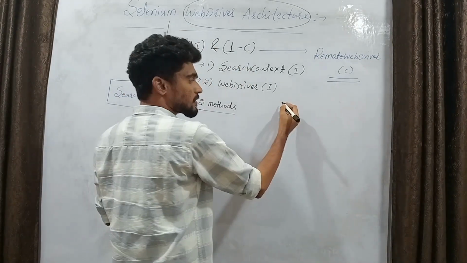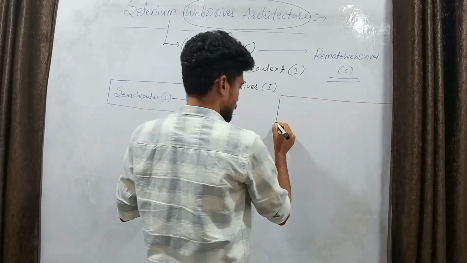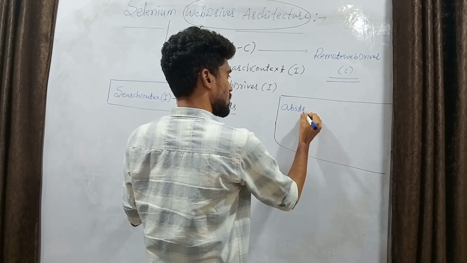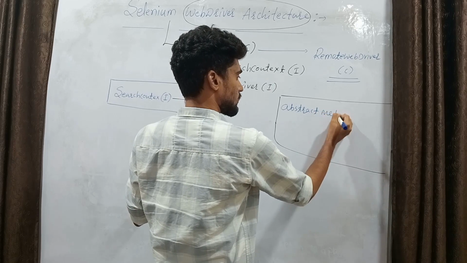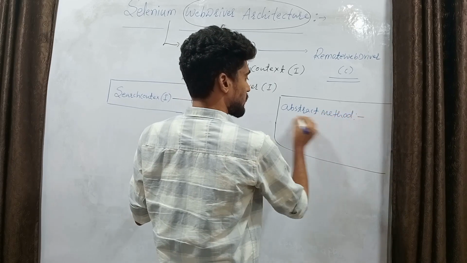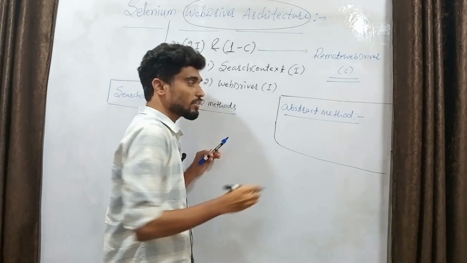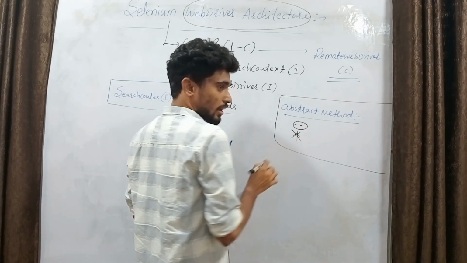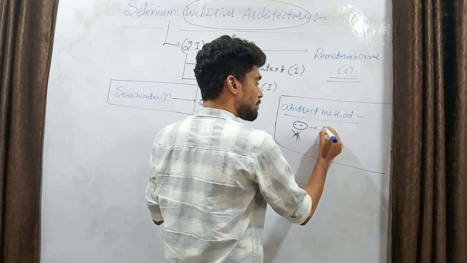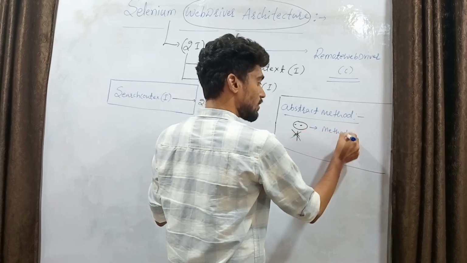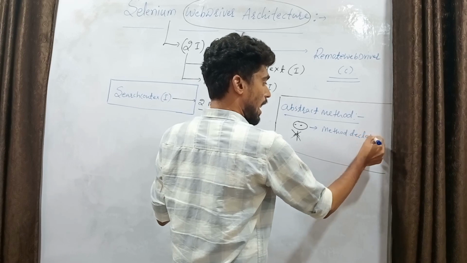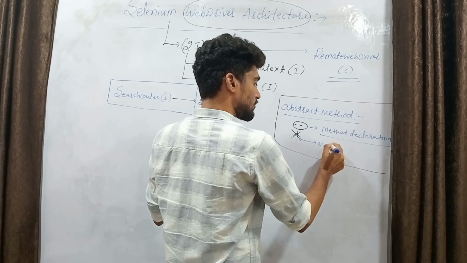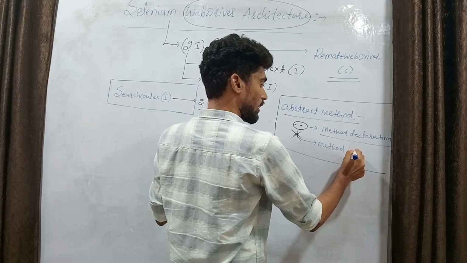Sir, what is meant by abstract method? Observe here. Abstract method means the method which is having only head, no body. It means the method has only a method declaration, and it doesn't have the method implementation.